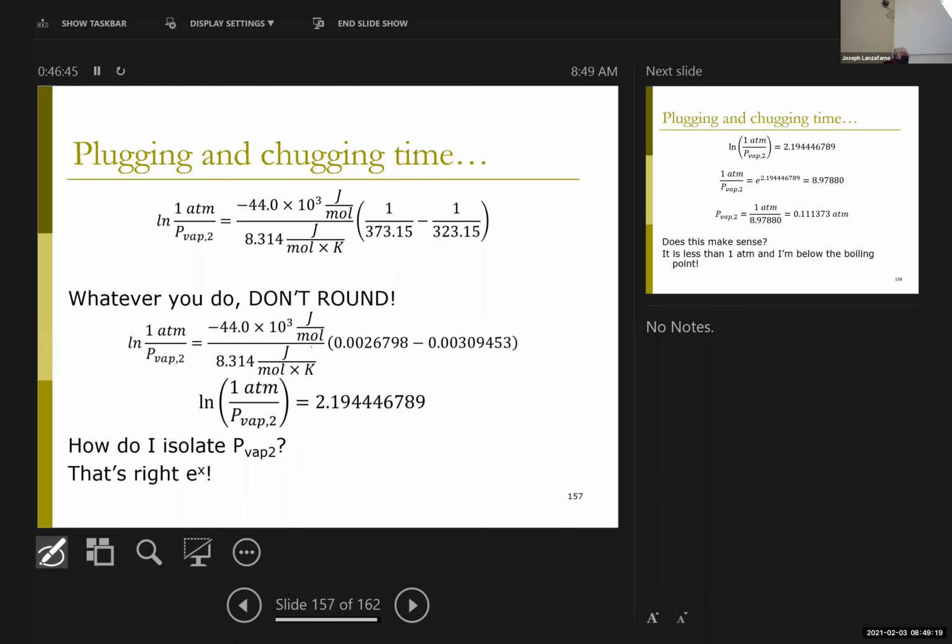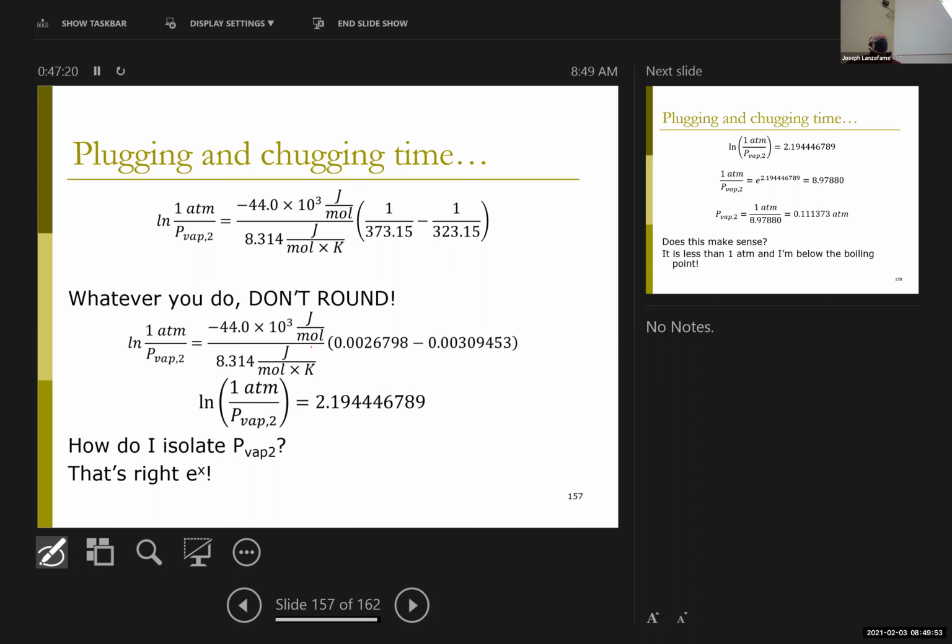All right, and so I've got nothing but a bunch of numbers on the right-hand side. If I crunch them all into my calculator, I get that magnificent number, 2.194444 6789. Probably way more digits than I need, but I also have no reason particularly to round it here. At least not yet, right? And then I have that good old natural log term, which everyone hates.